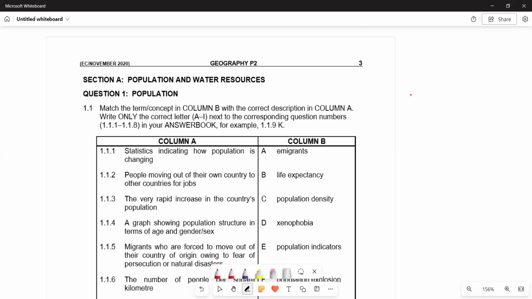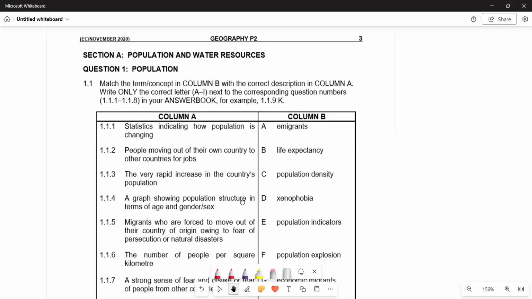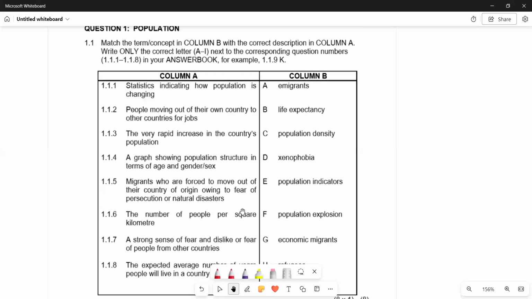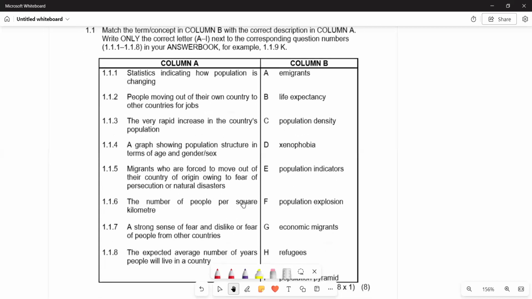Very simple. Then look at the first part, which is 1.1.1. It reads, the statistics indicating how our population is changing. So if you go to column B, we have the terms that we are choosing from, ranging from A to H. We can just go through and see which one matches. Usually these are statistics that show how population is changing. We relate them to population indicators. So we've got E, which matches 1.1.1.